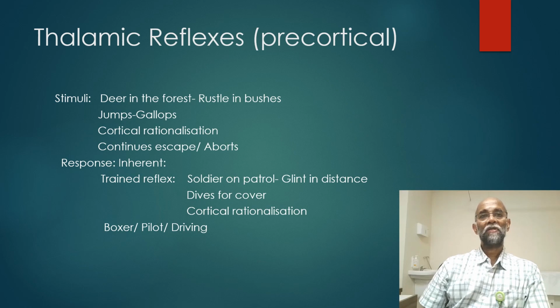A deer walking in the forest hears a rustle in the bushes. He jumps in the air and flees to the open fields to get away from what he thinks is a predator. Meanwhile, the impulse is processed by the cortex. The cortex analyzes the threat and realizes that it was just a gust of breeze and not a predator. The deer stops and starts walking.